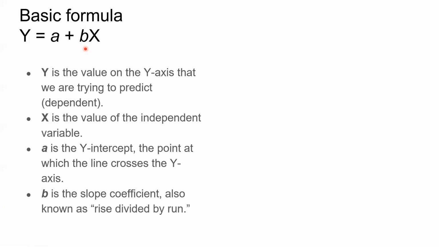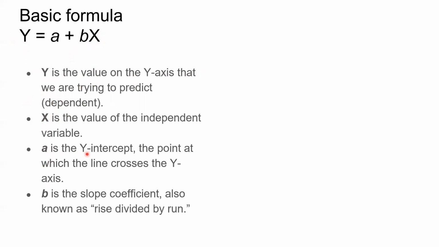So let's talk about each component of this formula. Y is the value on the y-axis that we're trying to predict. So that's our dependent variable. So that's what we're trying to predict. X is the value of the independent variable.